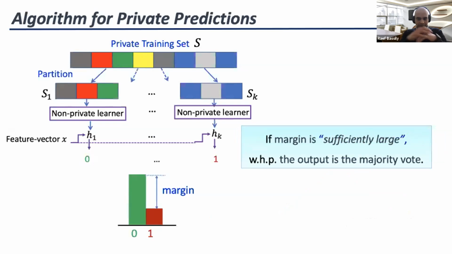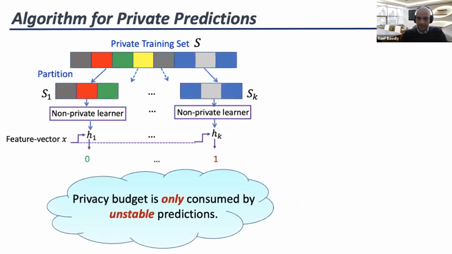And from the properties of the noise, which is added namely to satisfy differential privacy, we can show that when the actual margin is sufficiently large, then with high probability, the predicted label, the final label, will be the same as the majority vote. Moreover, if the underlying non-private learner is accurate enough, then the majority vote will be the correct label, the true label. And this shows that we can actually attain accurate prediction.